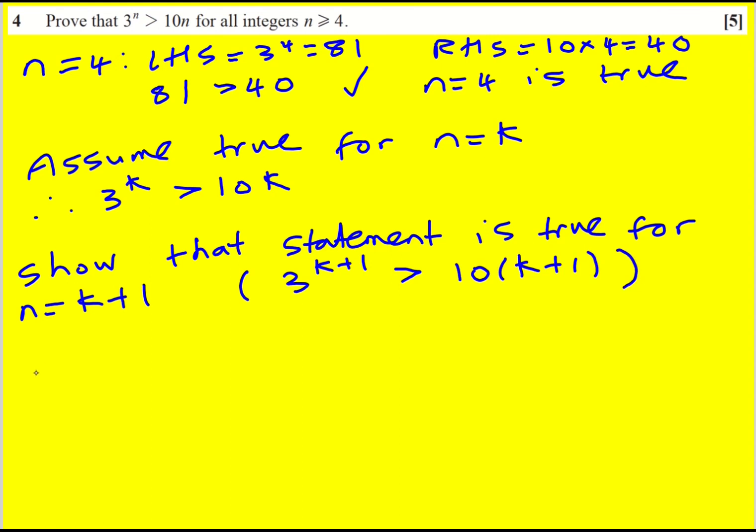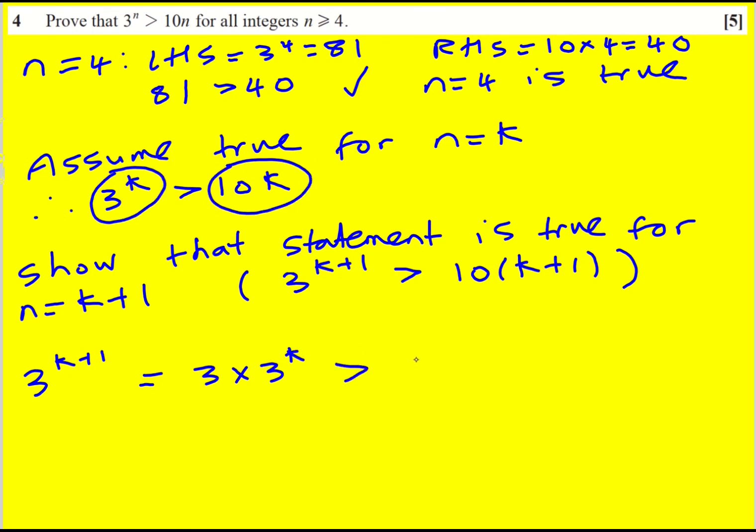Well, let's start with the left-hand side. 3 to the k plus 1 is equal to 3 times 3 to the k. But we know that 3 to the k is greater than 10k, so this must be greater than 3 times 10k. And by the way, this is 10k plus 10 over here. So I've actually got 30k, or maybe I could write it as 10k plus 20k.